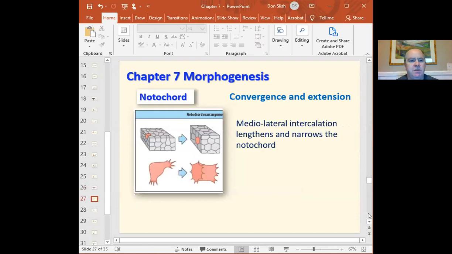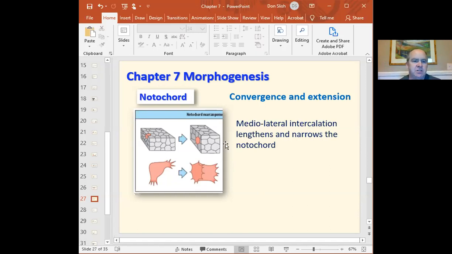And here's another example of convergence and extension with a notochord. If you ever watch the actual time lapse of a gastrula being formed, you notice how it just stretches. It starts out as a ball. You kind of see the activity of the gastrulation, and then you see the whole thing get long. Part of that is because your notochord is going from this fat little patch of notochord into a long extended form.